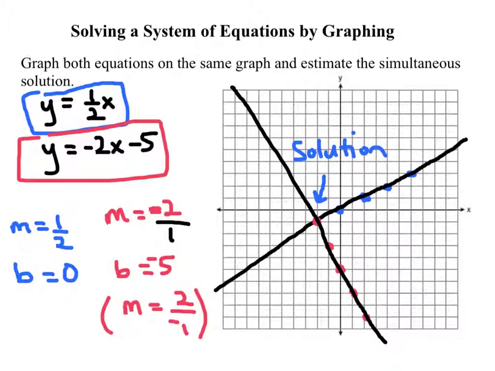And besides pointing to your solution, you're going to want to name where exactly the solution is according to your origin. So from there, we will just name our ordered pair, which is -2, comma, -1. So the point -2, comma, -1 is the simultaneous solution to the system of equations we have here.